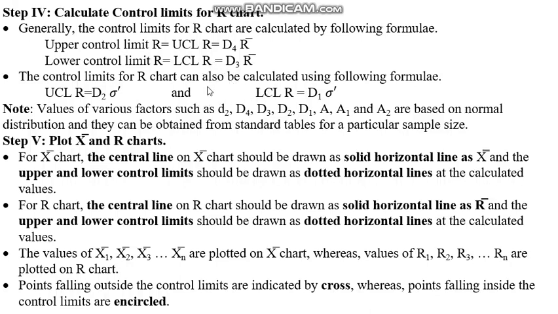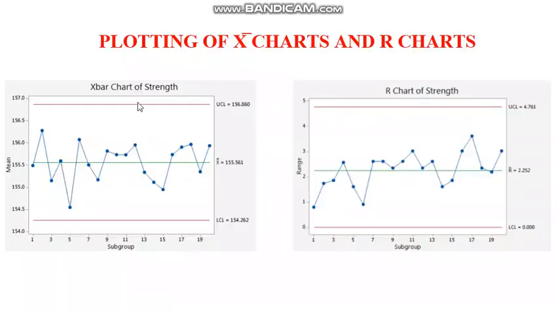Now you have calculated control limits for the X bar chart and the R chart. Now you have to plot them. That is the fifth step. For plotting the X bar chart, the center line should be drawn as a solid horizontal line. I'll show you this. This is the X bar chart, and this is the R chart. This is for a quality characteristic which is strength. It can be, like, yield point strength, you can say.